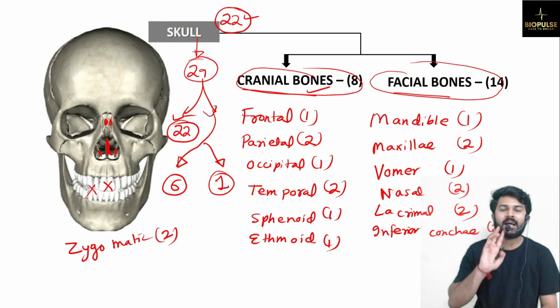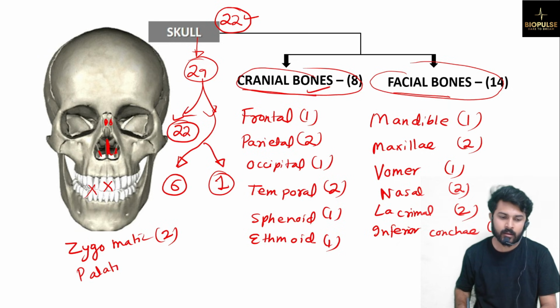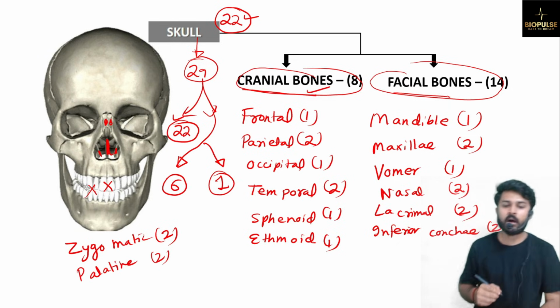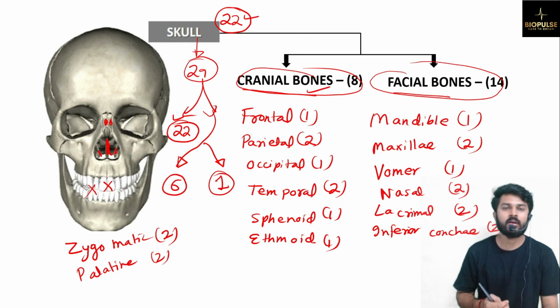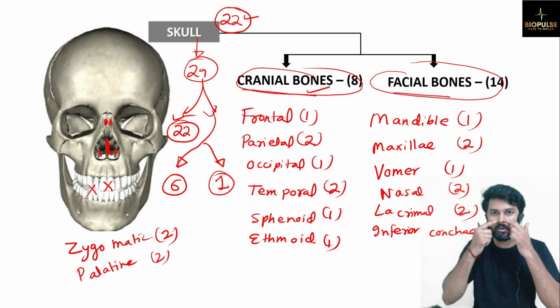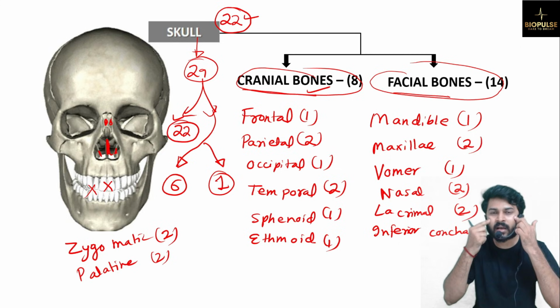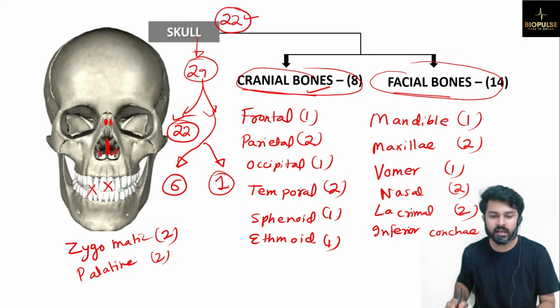Then here two bones are present called hard palate. So this is known as palatine bone. Okay. Now, how many facial bones? Tell me. With me, you count 1 mandible, 2 maxillae, 1 vomer, 2 nasal bones, 2 inferior nasal conchae, 2 lacrimal, okay, 2 zygomatic, and 2 palatine.